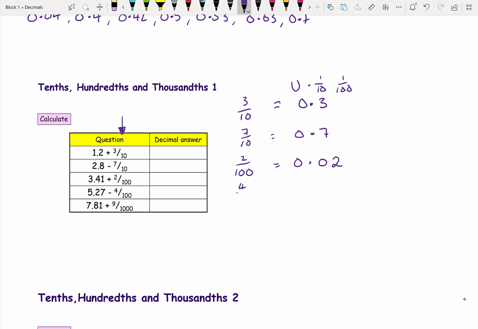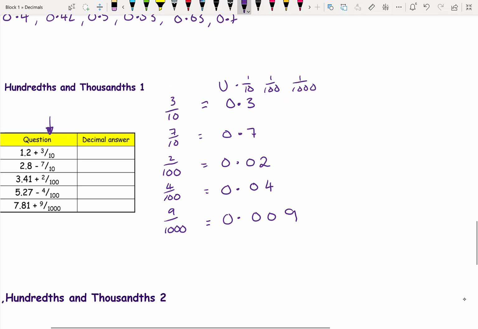And we might as well keep going now. So we've got 4 hundredths equal to 0.04. And then, well, last one there, we've got 9 thousandths. So we're going to need to add in an extra column here because we don't have thousandths yet. And so we've got 0.009. And we can add these numbers to the ones that we've already got.